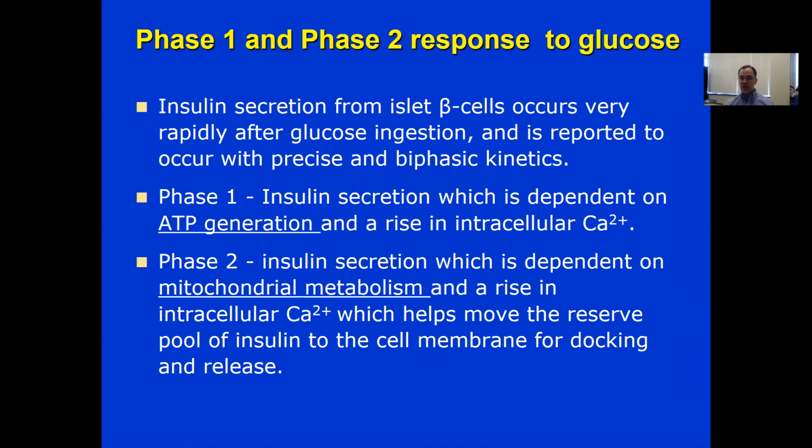So insulin secretion from beta cells occurs very rapidly after glucose ingestion and is reported to occur with precise and biphasic kinetics. Biphasic meaning phase 1 and phase 2. So insulin secretion is dependent on ATP generation and a rise in intracellular calcium. So those 7 steps that we've talked about, with calcium entering into the beta cell. And phase 2 is dependent on mitochondrial metabolism, so the making of ATP, and a rise in the calcium levels inside the beta cell to help with the movement. The calcium helps move those reserve pool granules from the middle of the beta cell to the cell membrane.